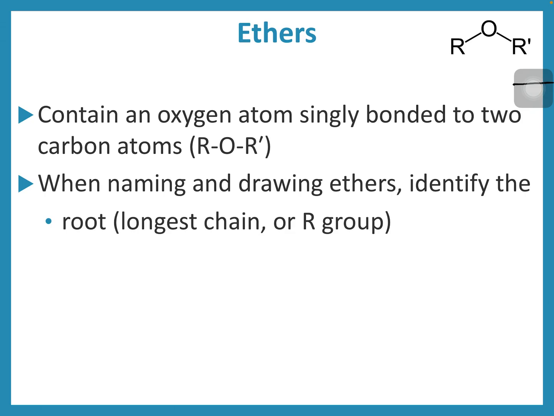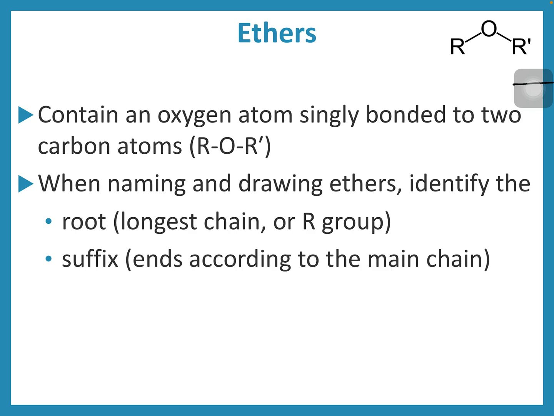So when we name or draw these, we're going to find the longest chain of carbons that is attached to the oxygen. So we have two sets of carbons attached to the oxygen. The longer one is going to be the main or the root chain. So remember, that's the name that comes at the very end. We are then going to have the suffix. So that is going to be based on whatever the main chain is.